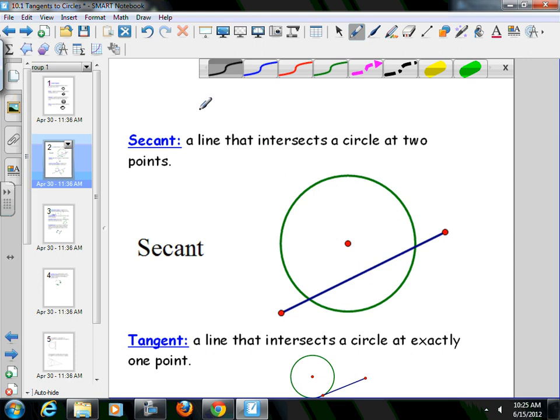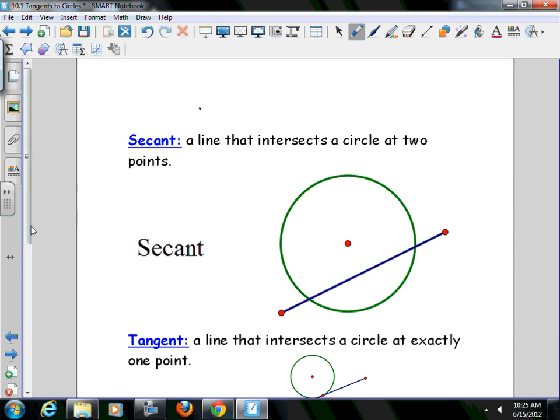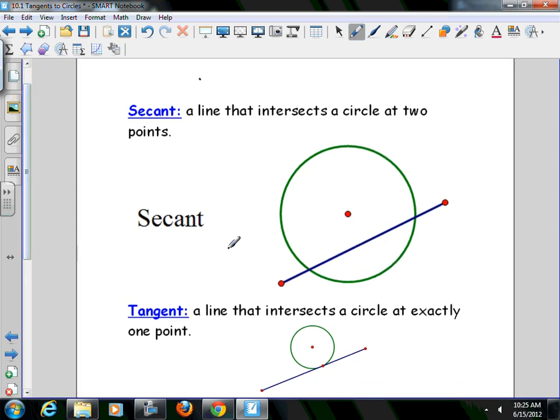Moving on to the next page. Secant is a line that intersects a circle at 2 points. So I'm actually going to put some arrows on here on the ends to show that this is a line. And here are the 2 points where the secant intersects the circle.